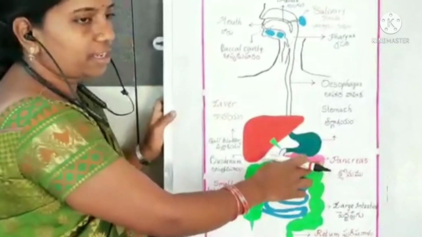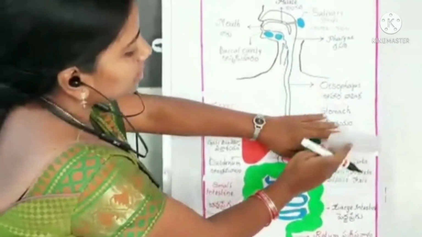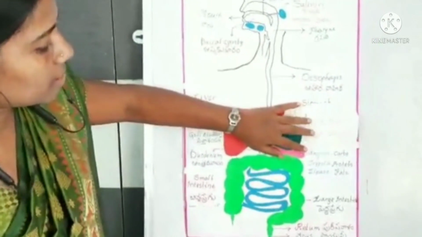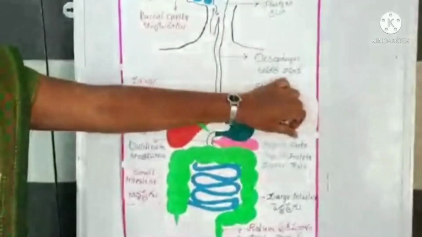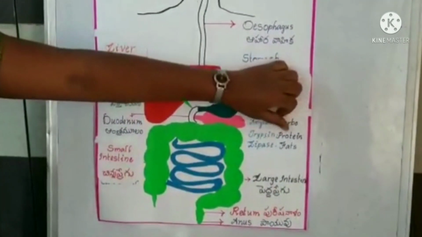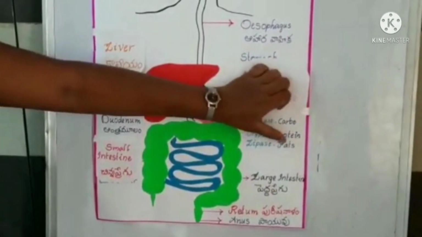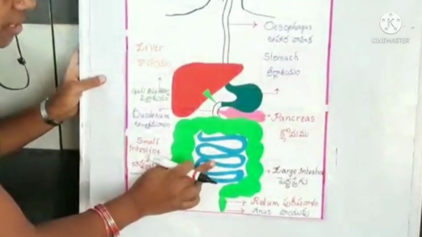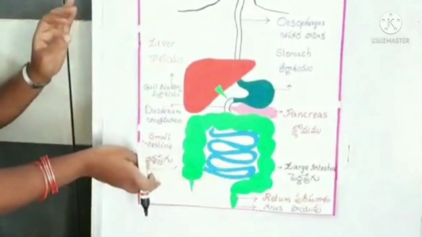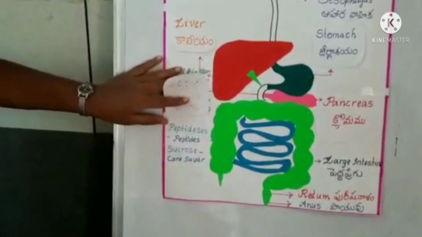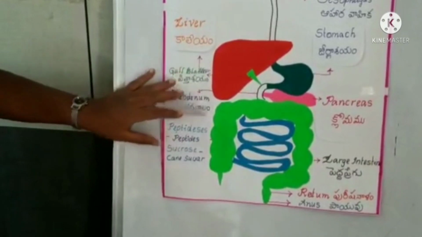And the pancreas. The pancreas releases 3 types of enzymes. These are amylase, which acts on carbohydrates, trypsin, which acts on proteins, and lipase, which acts on fats. And then the small intestine. Here also some enzymes are present. They are peptidase and sucrase.